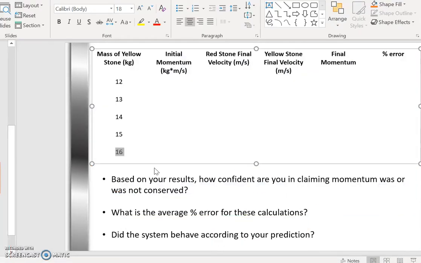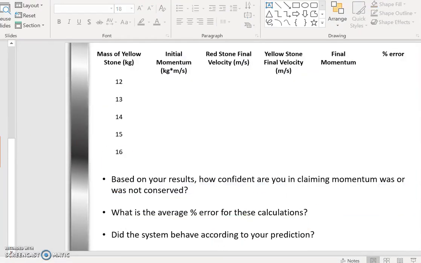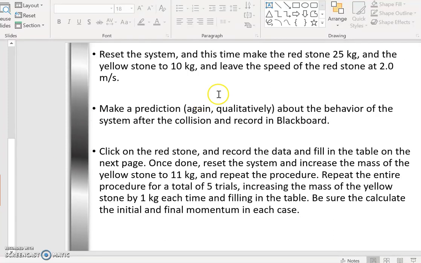What about the third part? Okay, so let's come down here to the third part. And actually, let's look at here first. So now we want to set the red stone to 25 kilograms, and we're going to set the yellow stone to 10. So in the previous case, we had the red stone being less massive than the yellow stone, but now the red stone is going to be more massive than the yellow stone.